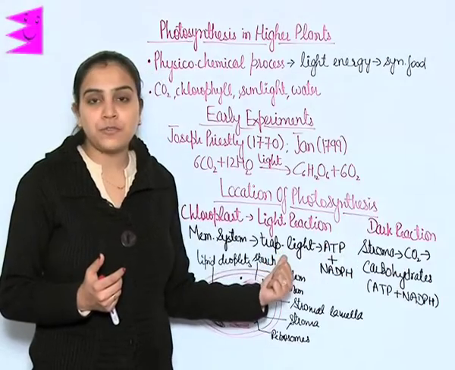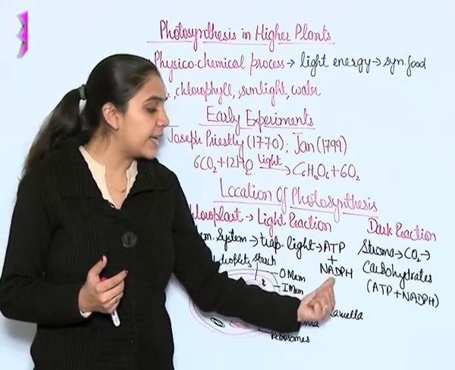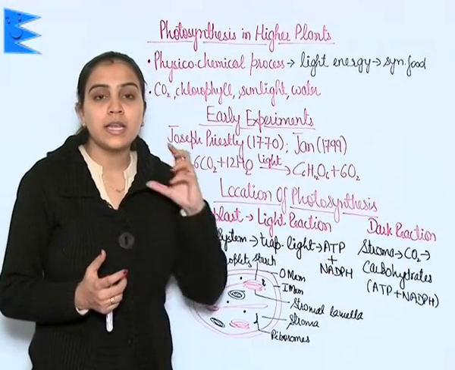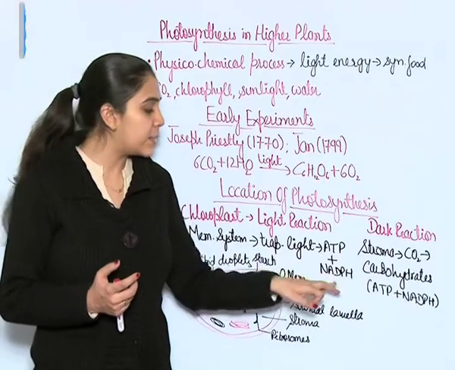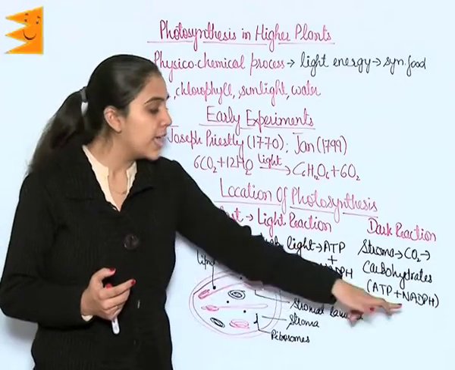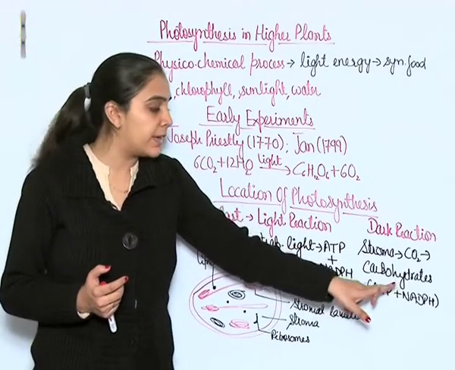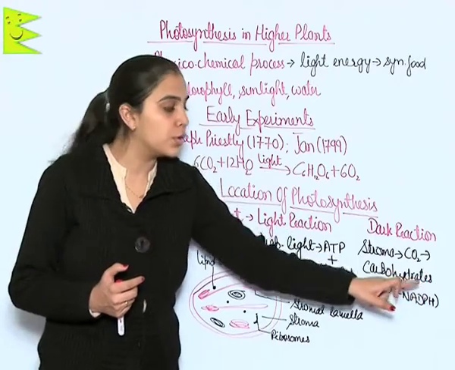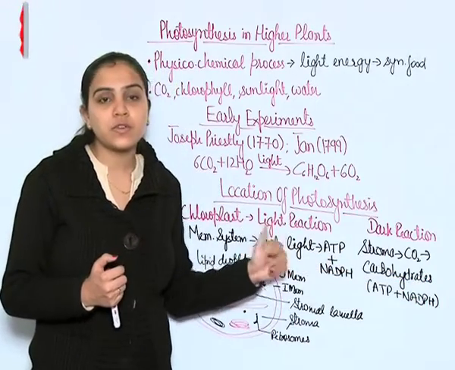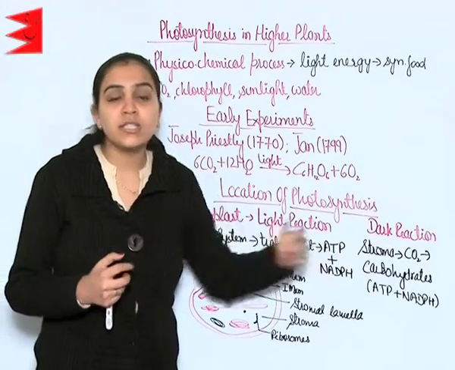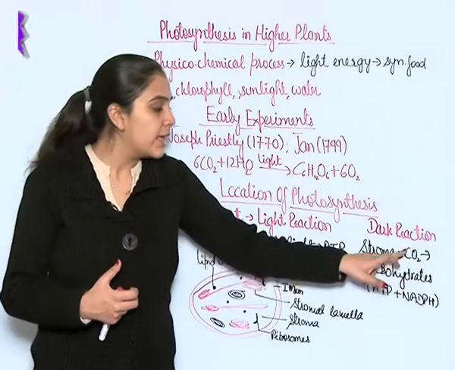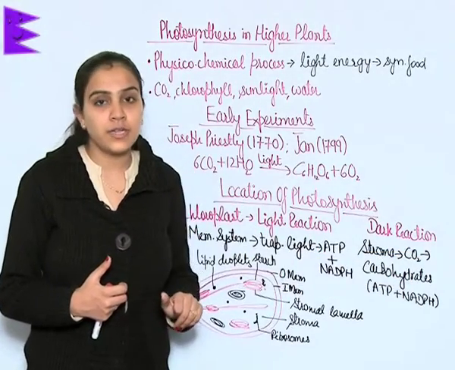Now in the first case, ATP and NADPH production requires light directly. That's why it is known as light reaction. And in the stroma, where carbohydrates are being produced, the products from the first reaction are required. Hence, light is not directly involved. It is known as dark reaction.